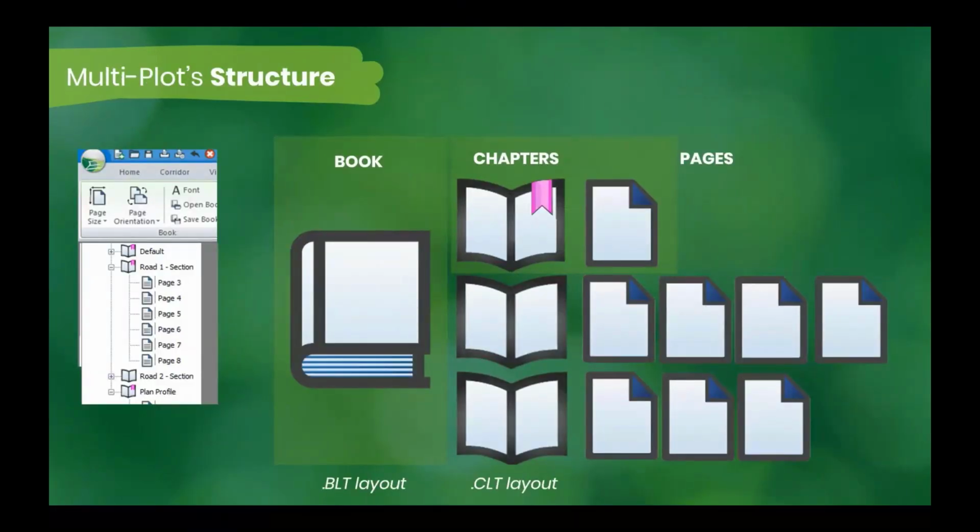So multi-plot kind of has 3 levels to it. At the top level, we call it our book. It's basically the wrapper. It's going to hold your chapters. So each chapter is essentially a different type of page. It could be a plan of a profile type. It could be a cross-section type. It could be just a title page type, whatever your chapter is.